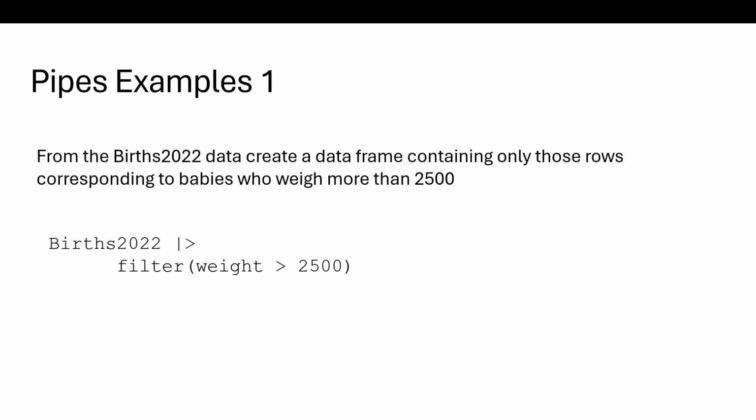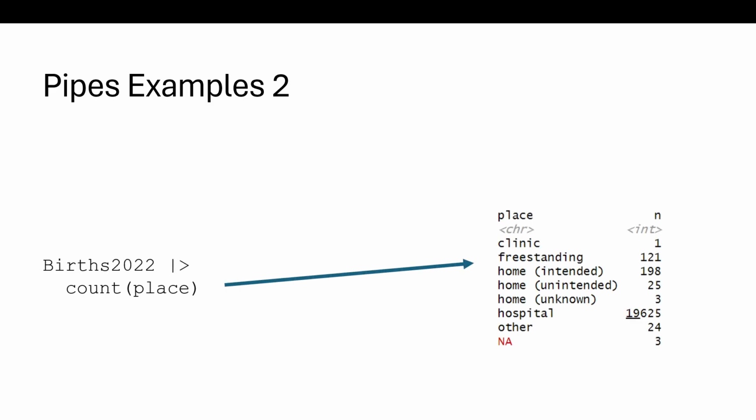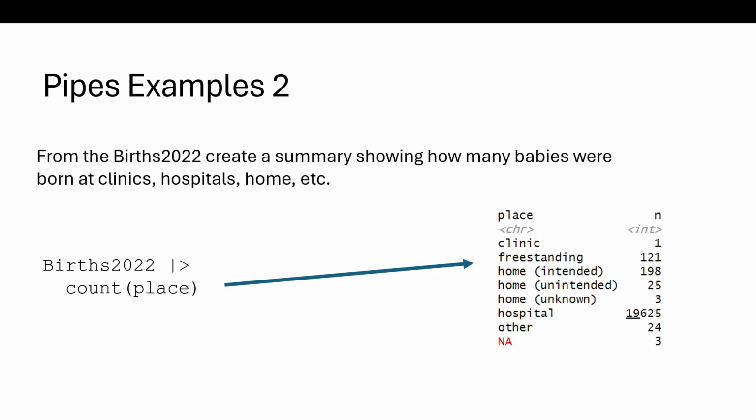Okay, so you could say this using the wrangling functions that we've already studied. You could say births 2022 pipe filter weight greater than 2,500. In other words, keep only those rows where the weight is greater than 2,500. That's a simple example.